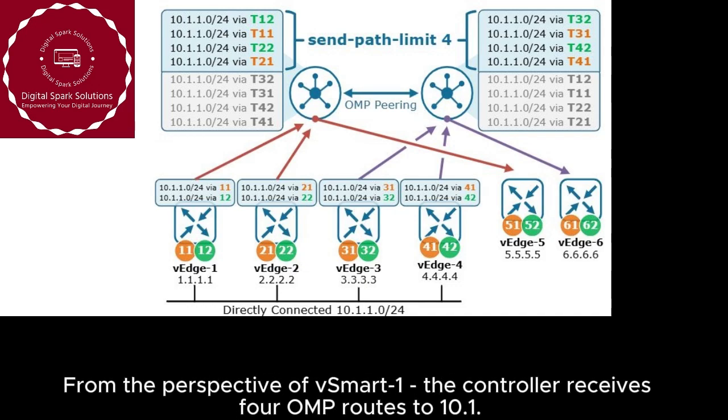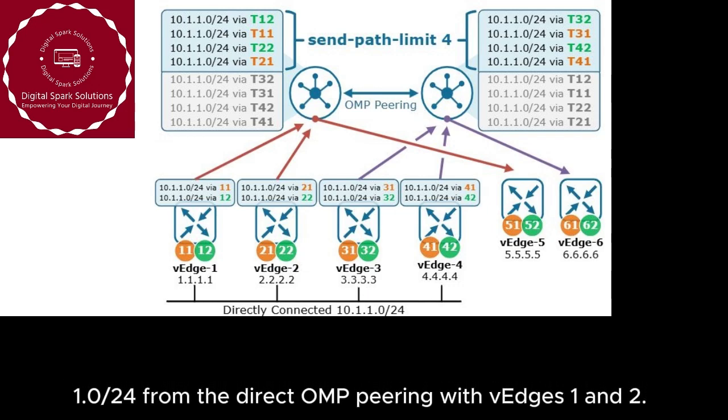From the perspective of vSmart 1, the controller receives 4 OMP routes to 10.1.1.0/24 from the direct OMP peering with vEdges 1 and 2.